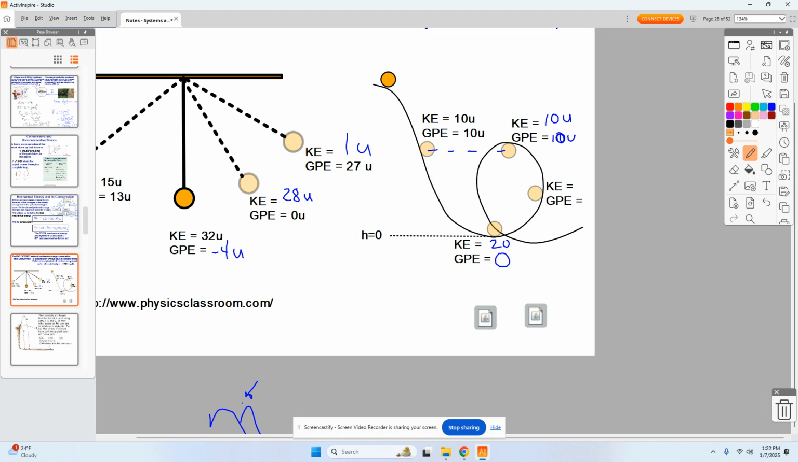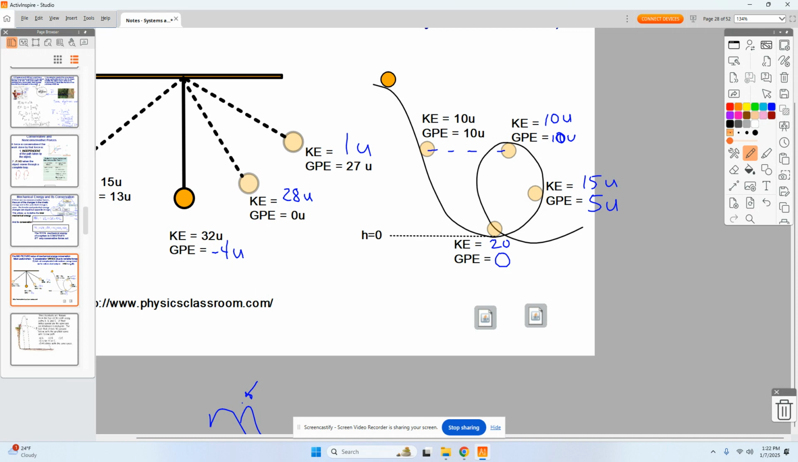How about this one here? It's halfway up. If this is half the height, what must be the gravitational potential energy halfway up? Must be 5 units. So if that's the case, how much kinetic energy must I have there? The idea here, folks, is that the size of the energy pie has to stay constant. And as I change one, the other one offsets that.